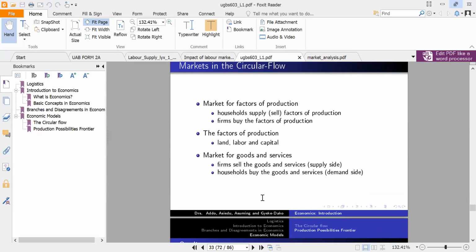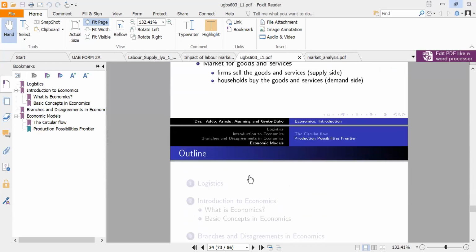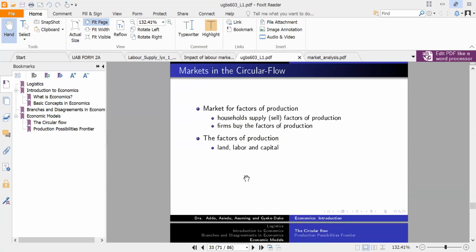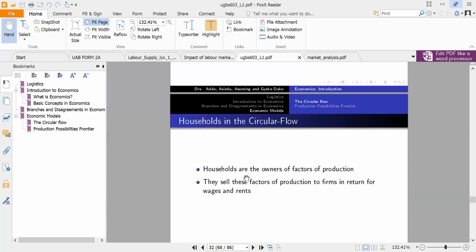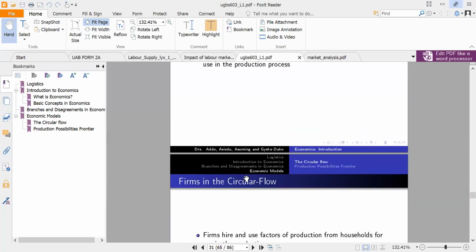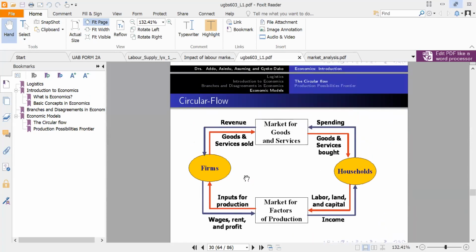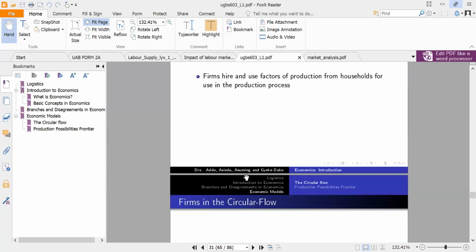So in the market for goods and services, firms sell the goods and services. This is just to explain everything that I've said about the circular flow, okay? Firms sell the goods and services, households buy them. On the supply side, firms supply, and on the demand side, households demand the goods and services. So it's a very simple model that shows the flow from households to firms and back from firms to households. The explanations are all on the slides for you.